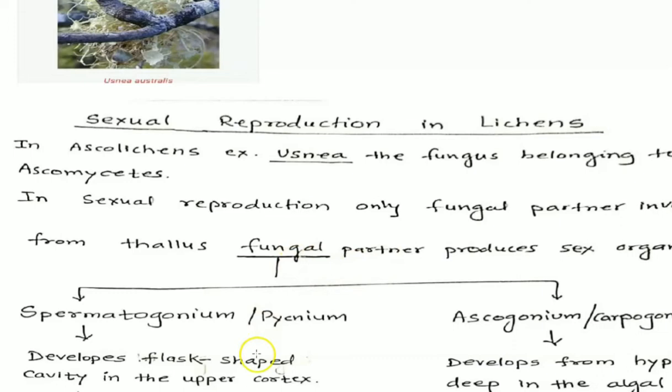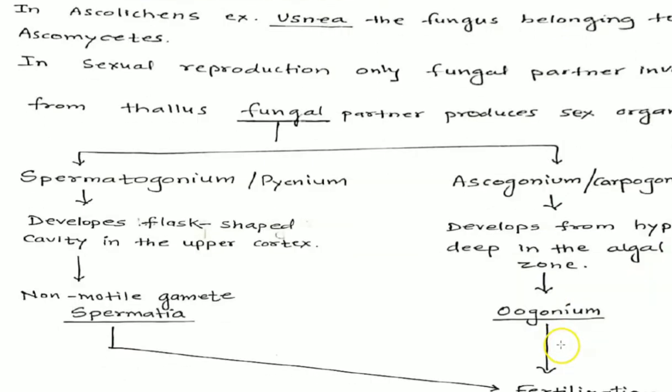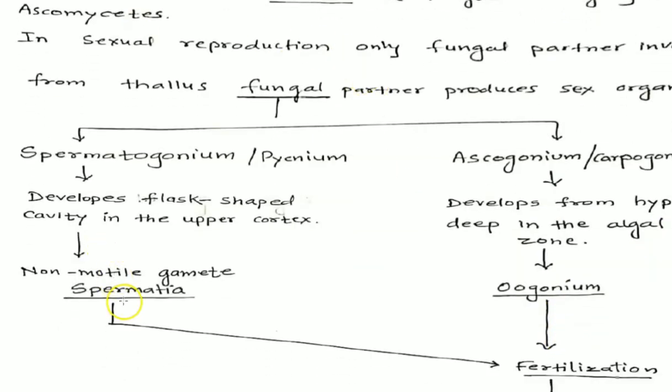So the fungal partner produces two organs, Spermogonium and Ascogonium. Spermogonium develops a flask-shaped cavity in the upper cortex, producing spermatia, while Ascogonium develops from hypha deep in the algal zone, called oogonium. Means the fungal partner produces Spermogonium and Ascogonium. Spermogonium produces spermatia, Ascogonium produces oogonium.